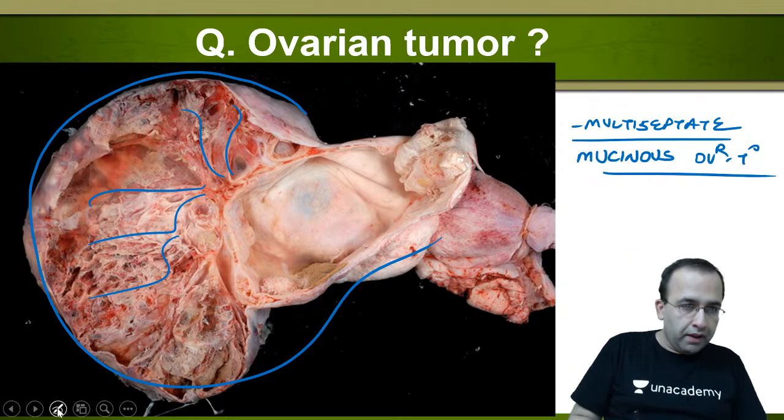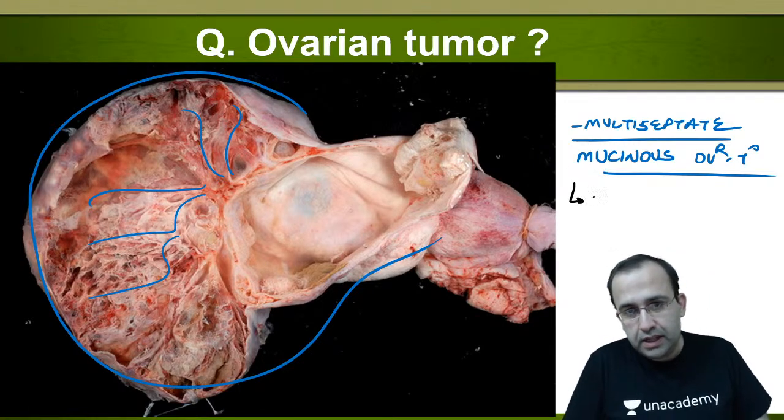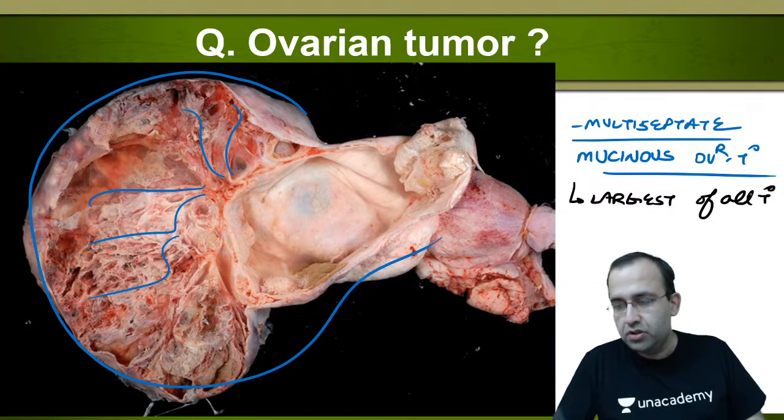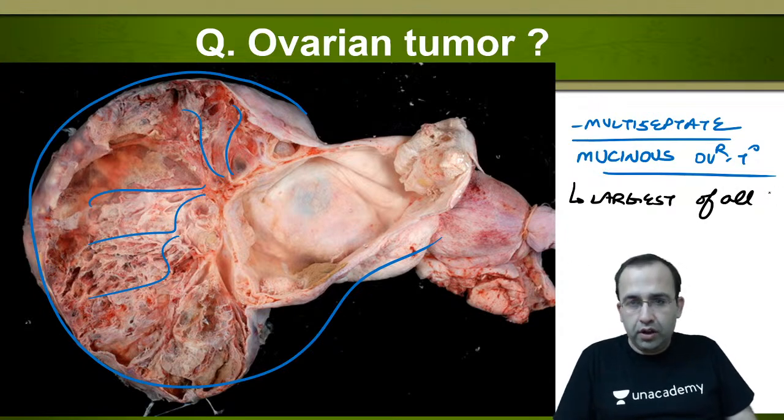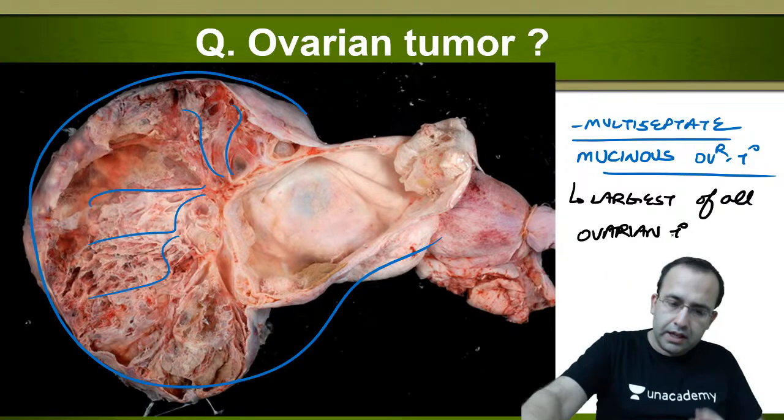Because of the presence of mucin, mucinous ovarian tumors tend to be the largest of all ovarian tumors. Next point. This gets us to our next image.